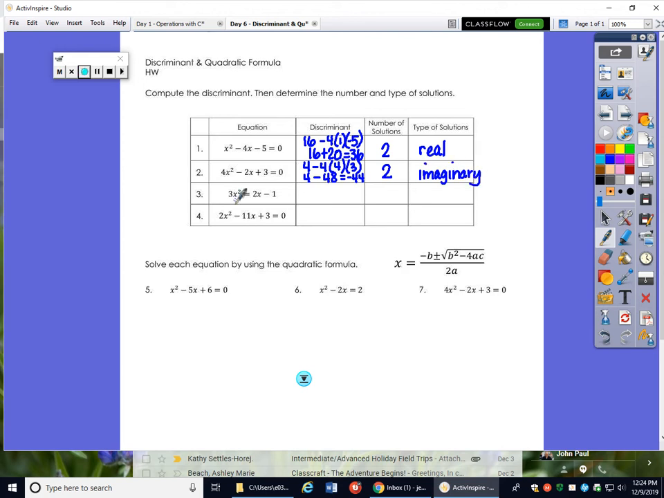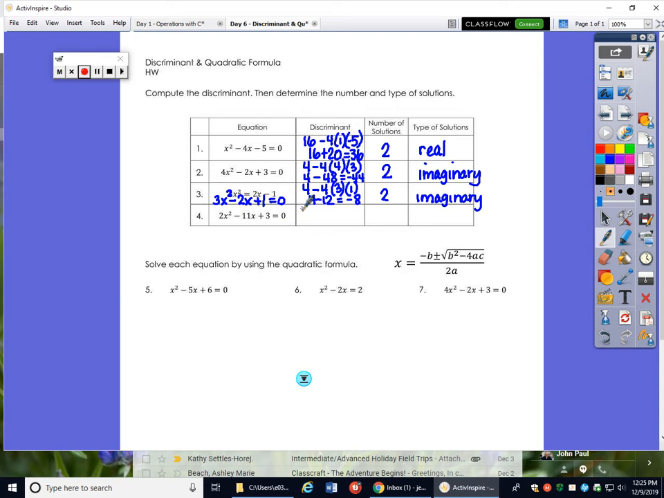And number 3, we have to make sure that we have this in standard form before we can do ABC. So that's 3x squared minus 2x plus 1 equals 0. So now my b is negative 2, that's 4, minus 4 times 3 times 1. So this is 4 minus 12, which is negative 8. If it's negative, it's going to be 2 imaginary.